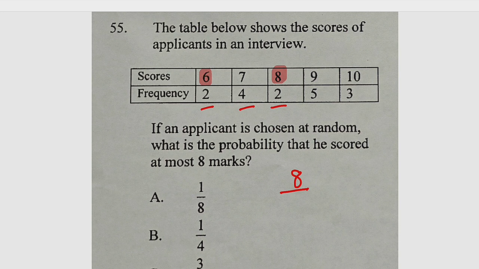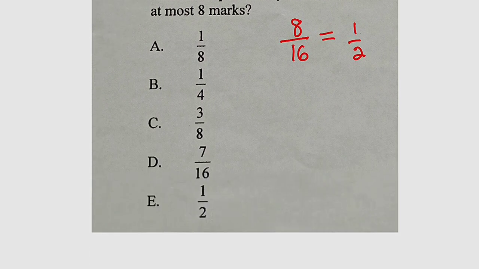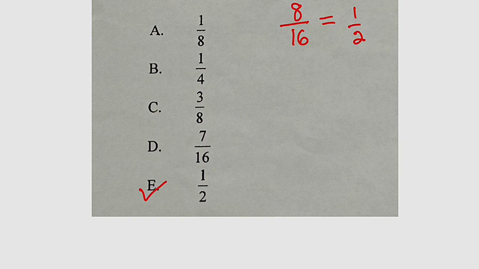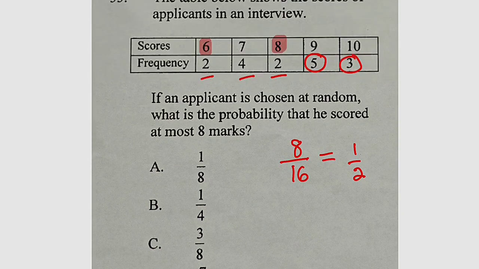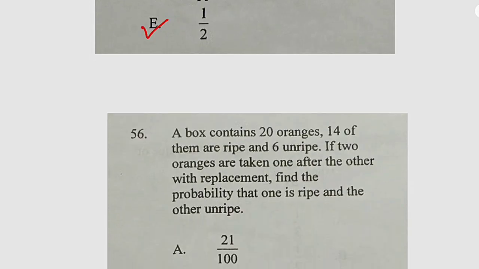I think after 8 we add this, we're going to get 13, and 13 plus 3 is going to give us 16. So we divide by 16, and this to the lowest term is 1 divided by 2, and hence the probability is 1 divided by 2, which is option E. As simple as that. Now let us move on to question number 56.